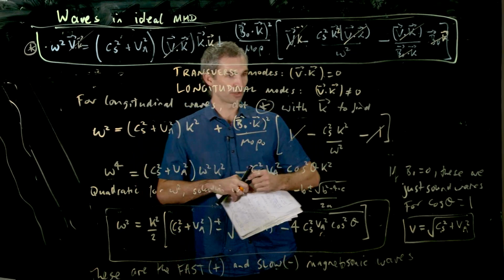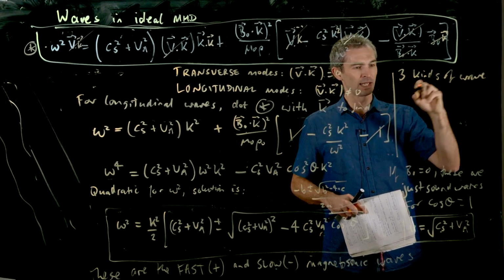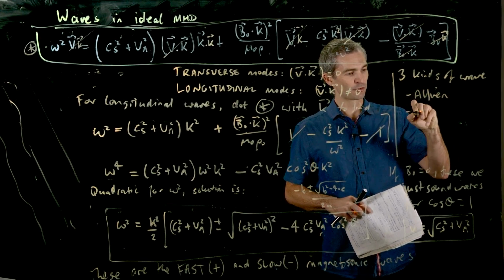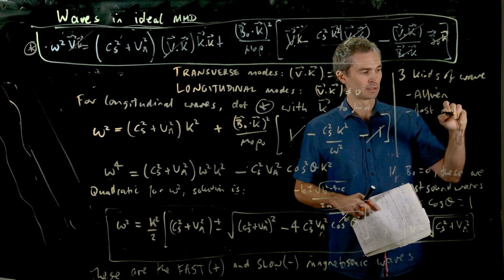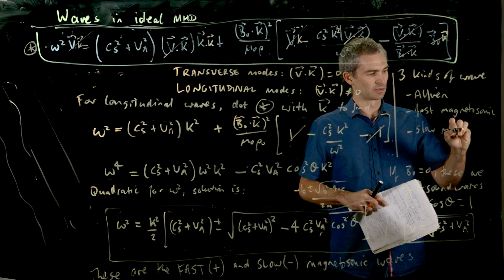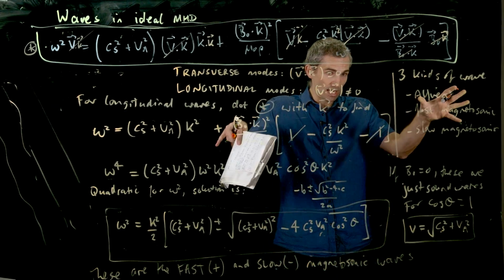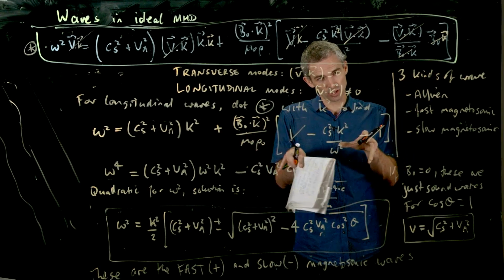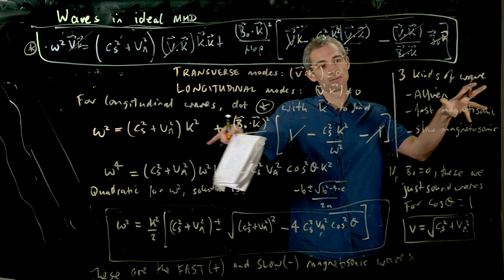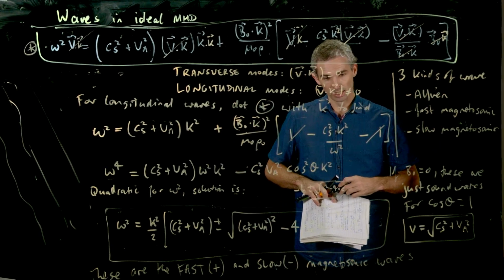Right, so in short summary, we got three kinds of waves. Instead of just sound waves, we've got alphane waves, we've got fast magnetosonic waves, and we've got slow magnetosonic waves. And these all propagate at different speeds. So you can imagine how complex the behavior of the fluid now gets. Imagine that shock tube problem, for example. Instead of having just a sound wave propagating in each direction, you can potentially have 3 waves going in each direction plus the contact.